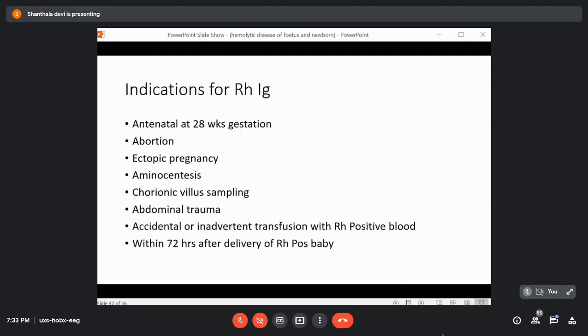So what are the indications to administer Rh immunoglobulin? Antenatally, at 28 weeks of gestation, Rh immunoglobulin is given to mothers who are negative in ICT. If there has been an abortion, ectopic pregnancy or any invasive procedures like amniocentesis, chorionic villus sampling, any abdominal trauma during pregnancy, or accidental or inadvertent transfusion with Rh positive blood, and within 72 hours after delivery of an Rh positive baby, you need to give Rh immunoglobulin.